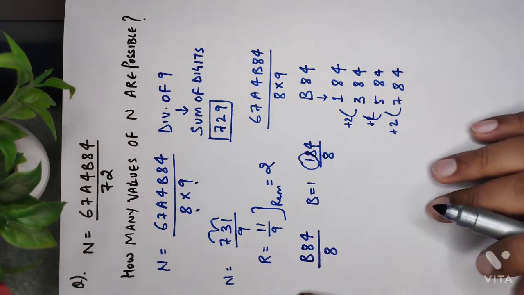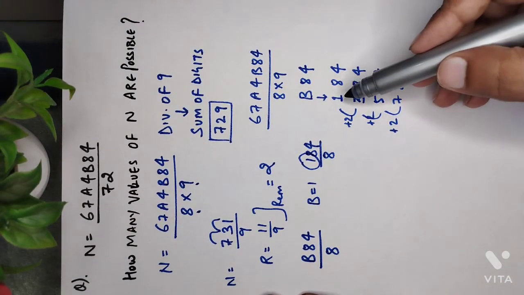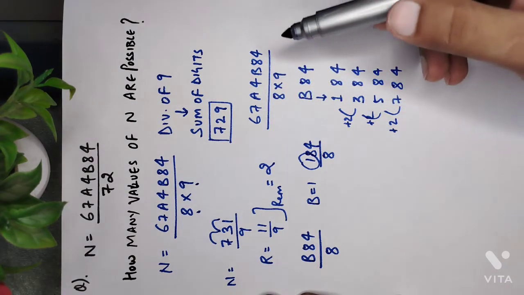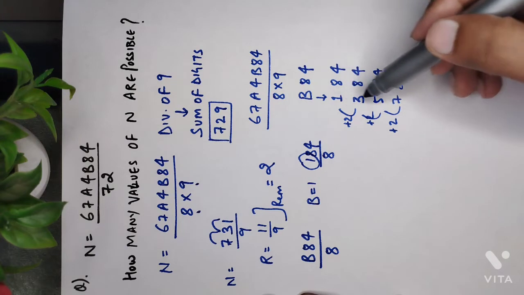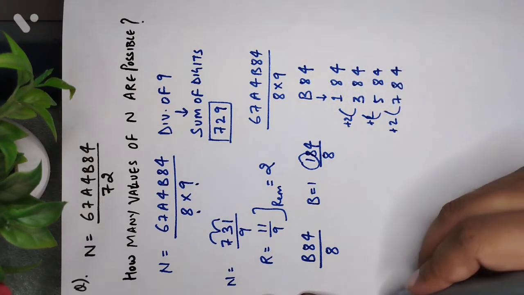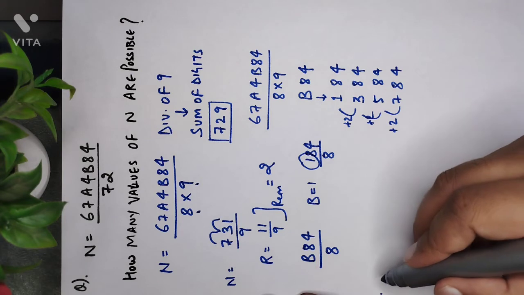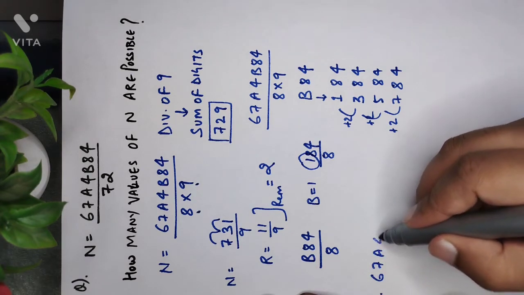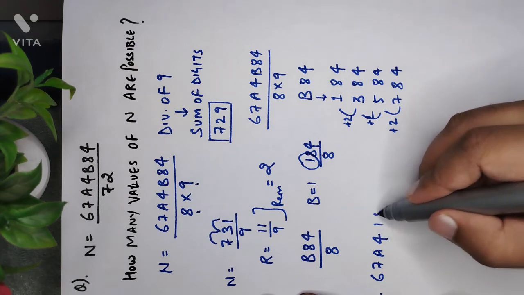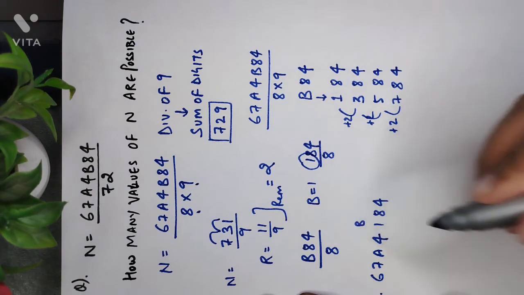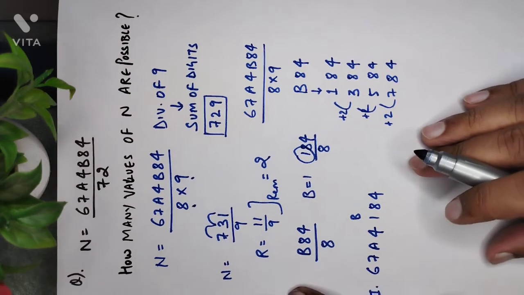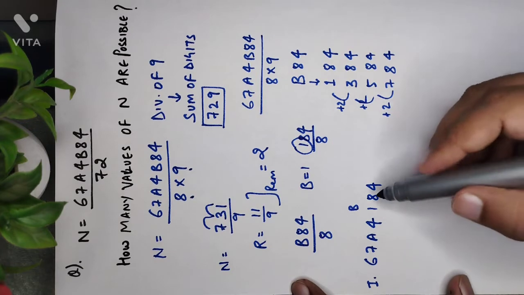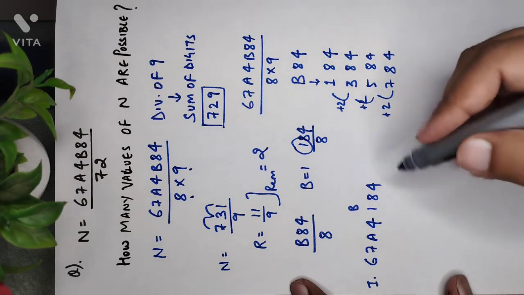Now what about this a? What we can do is keep these different values of b here, and then simply find the value of a. Let us try to keep these different values one by one. Let us try the first value. This is the value of b, and b is 1 over here. So what I have to do is add all of the digits.